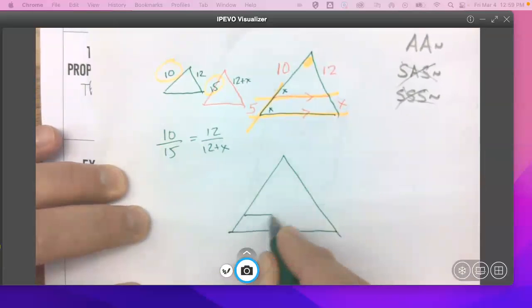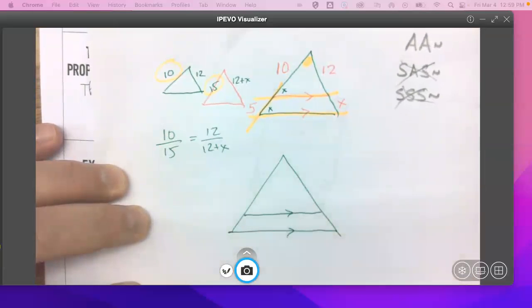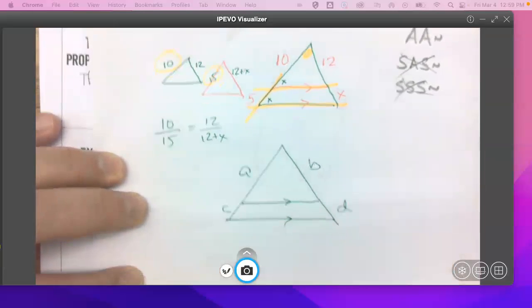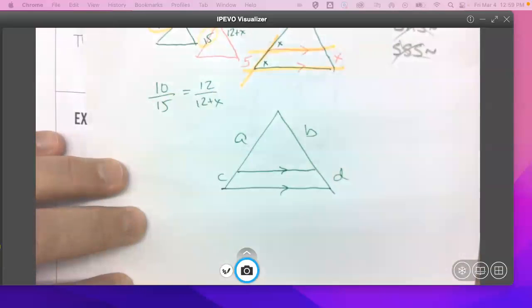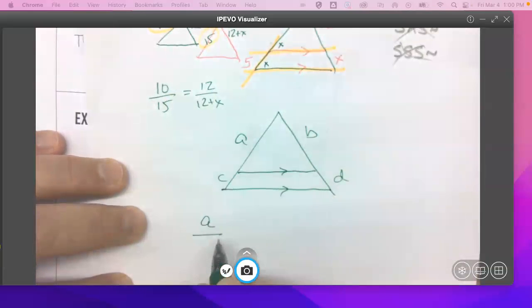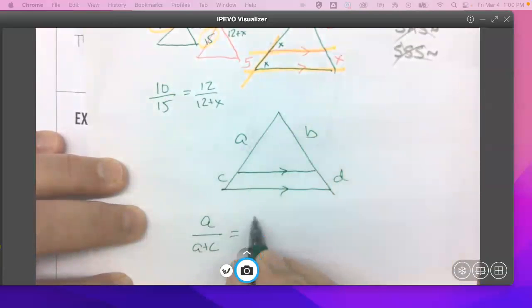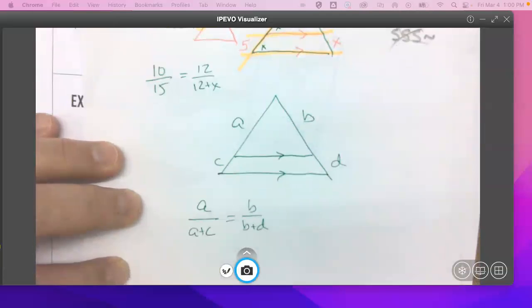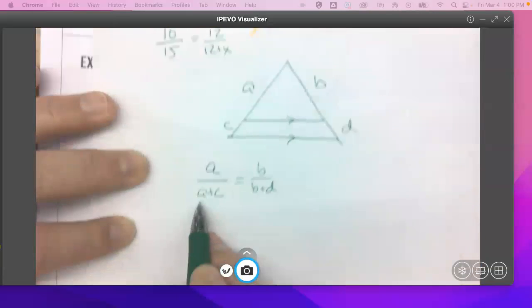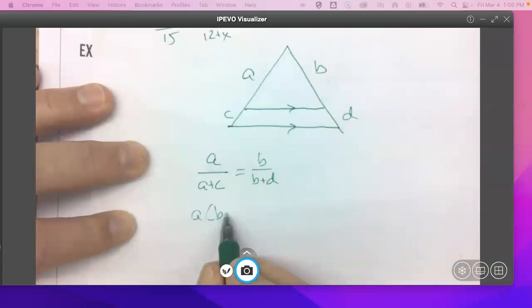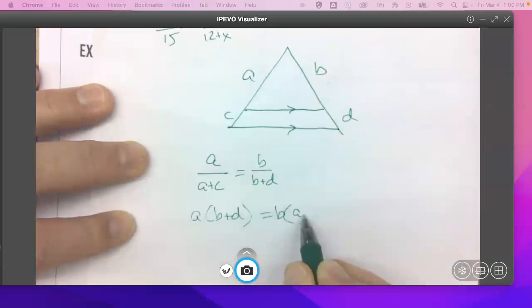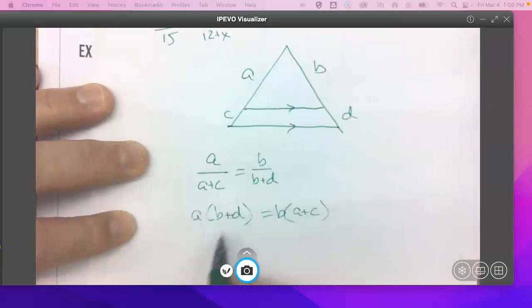If I have this scenario, these lines being parallel, thus these two triangles are similar. And I know that this is A and this is B and this is C and this is D. Then I can still do exactly like we did up here. I can say that A is to this sum, A plus C, as B is to B plus D. Right? That's exactly what we did right here. Then I'm going to cross multiply. And that's going to give me A times B plus D equals B times A plus C. I can distribute.